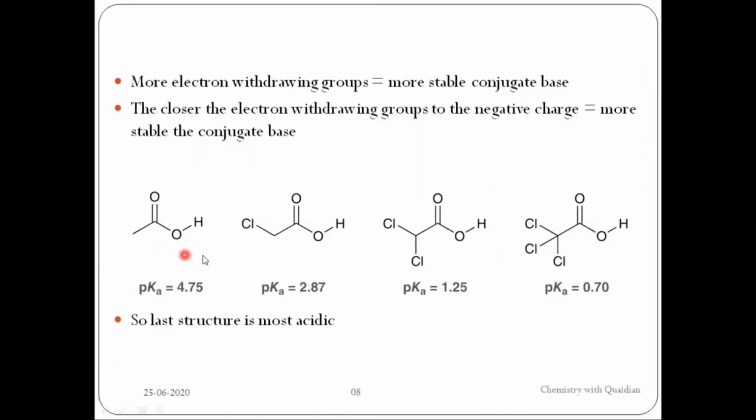But if they do not give the pKa values, then by simply looking at these compounds and the number of electron withdrawing groups, you can tell which compound is more acidic. The pKa value is just given to confirm the acidic nature. So the last structure will be the most acidic.